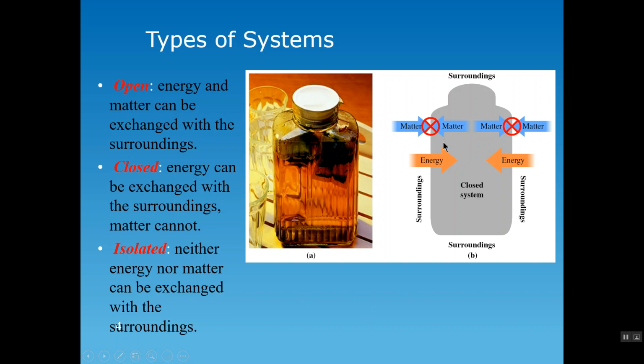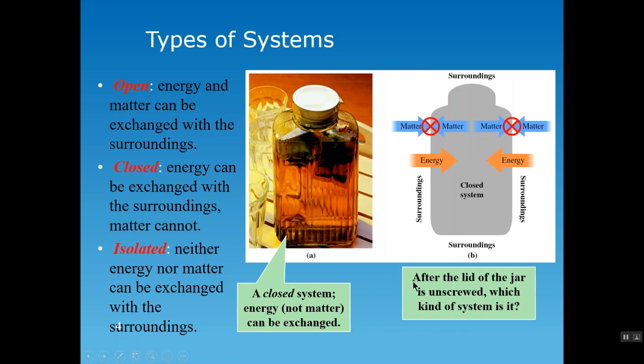This picture here, which is also represented by this diagram, is a closed system, all right? So that's the point being made here. Now, a question is being asked here. It says, after the lid of the jar is unscrewed, right? So let's say you open this up. What kind of system is it? And the answer is simple. It's an open system, because now you can have exchange of matter and energy between the system and the surroundings. So, you know, air can enter into it, for example, and that could affect the type of energy changes that would take place, for example, all right?